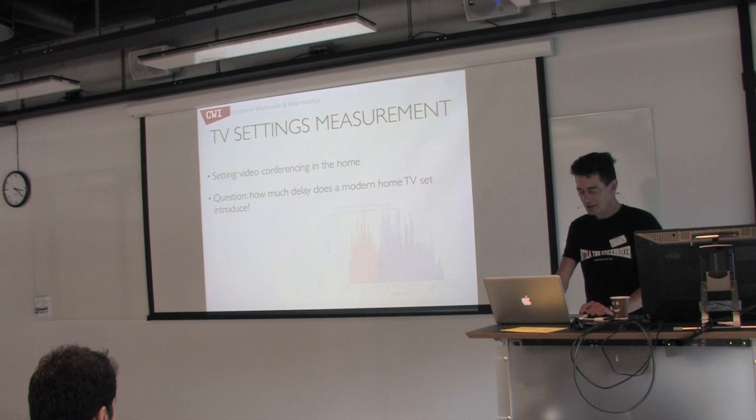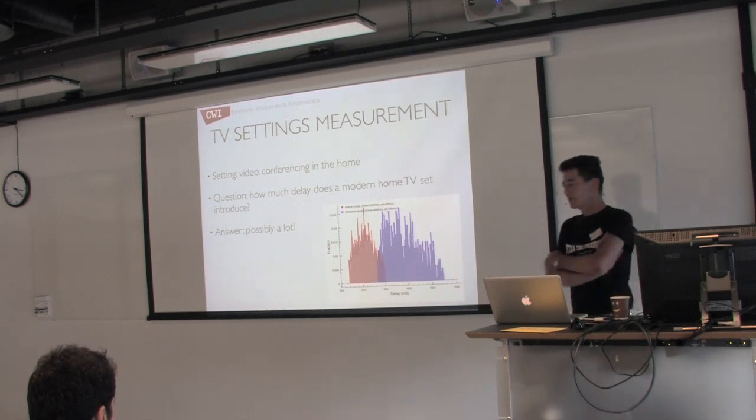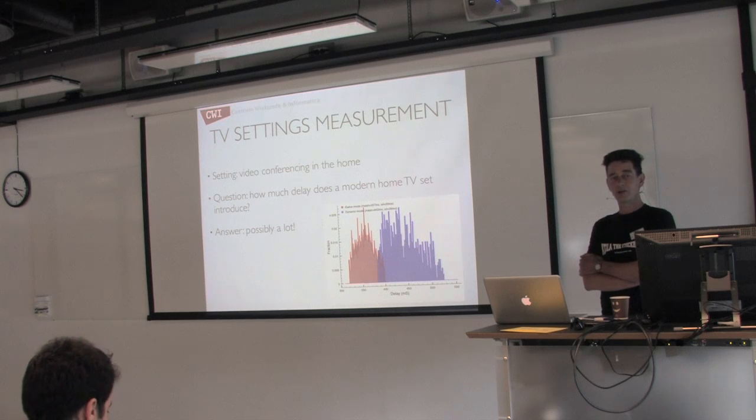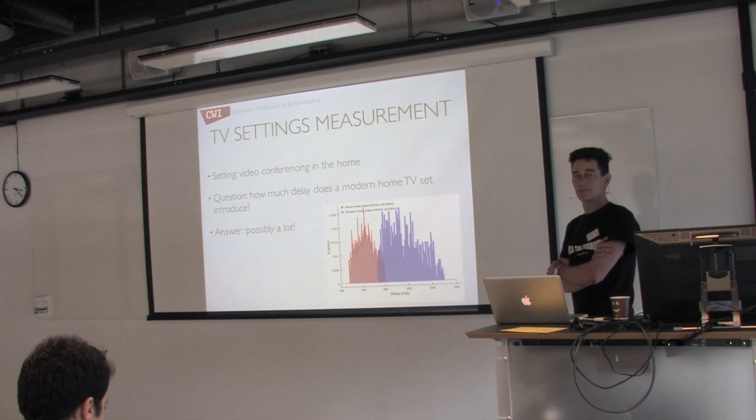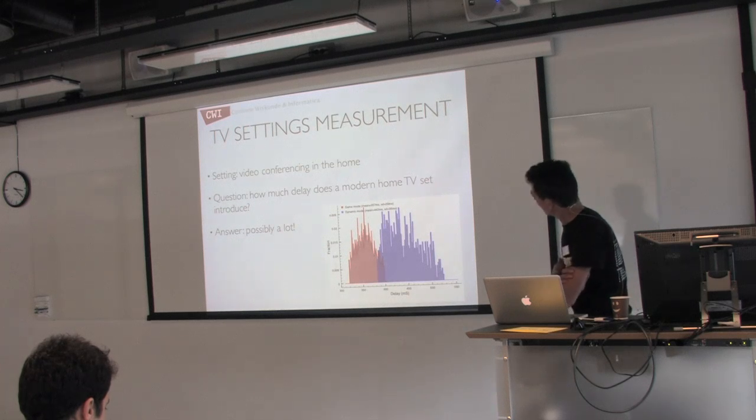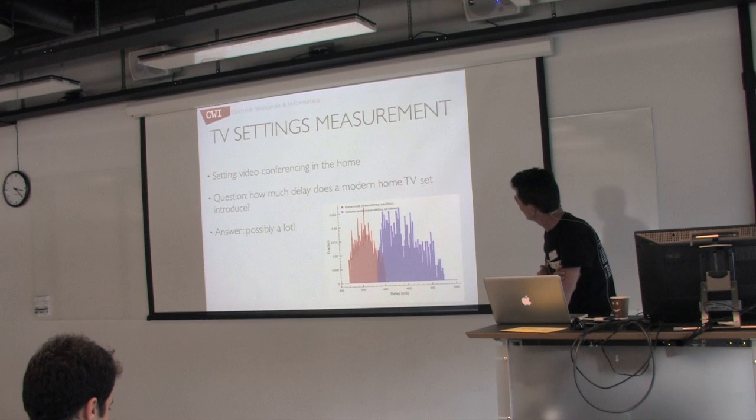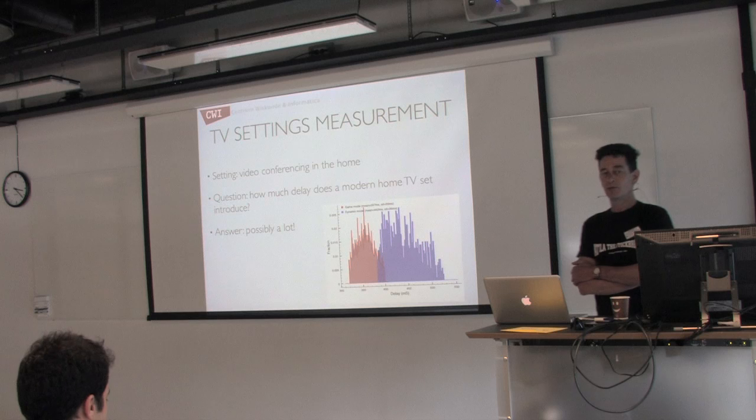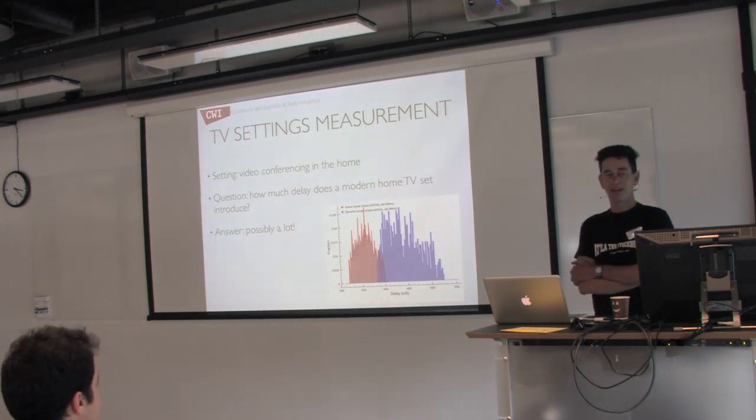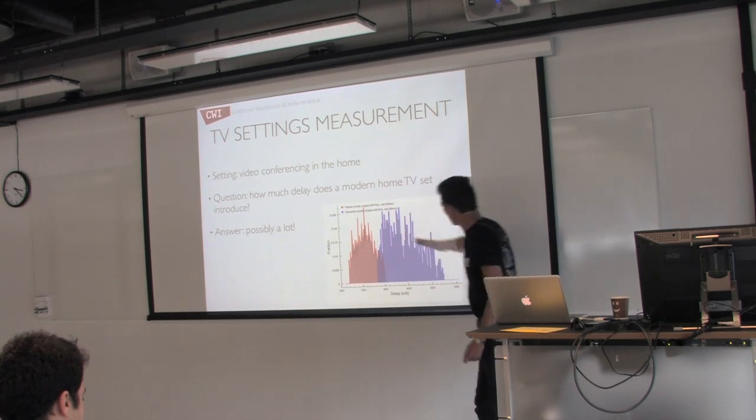So we started experimenting with the television, and lo and behold, it can be quite a lot. The blue graph here is the television in its standard dynamic mode, so it does things to the color and stuff. The television manual said it has a game mode, where you may lose a bit of quality, but for gaming it's good. And indeed, on average there is a 100 milliseconds difference between having your television in game mode and in dynamic mode. Moreover, as you can see from the shape of the graph, there's a very long tail in the dynamic mode.